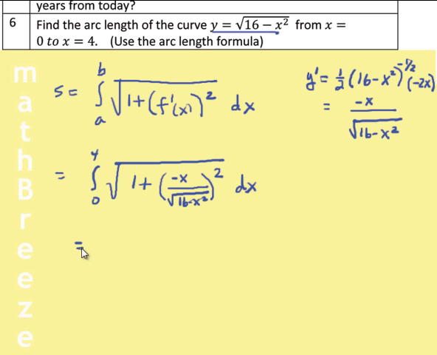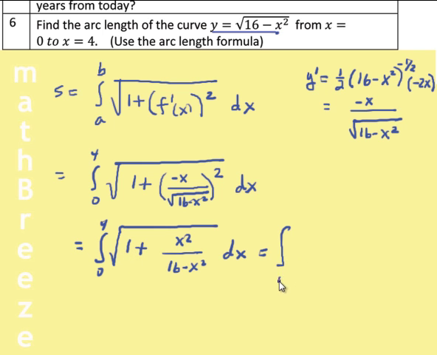All right, let's square that out and simplify. And we have x squared over 16 minus x squared. And now let's add these two. Let's write this as 16 minus x squared over itself.